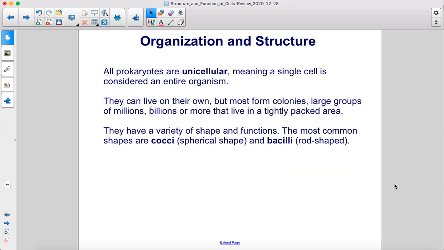All prokaryotes are unicellular, meaning a single cell is considered an entire organism. They can live on their own, but most form colonies, large groups of millions, billions, or more that live in a tightly packed area. They have a variety of shape and functions. The most common shapes are cocci, spherical-shaped, and bacilli, rod-shaped.